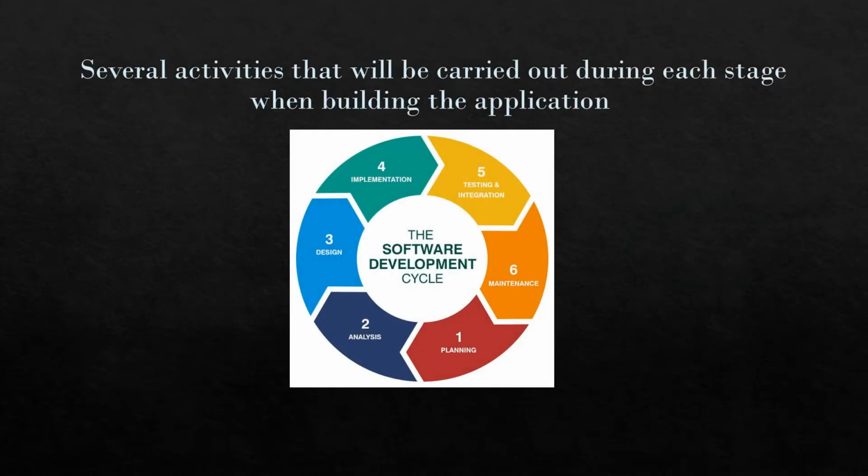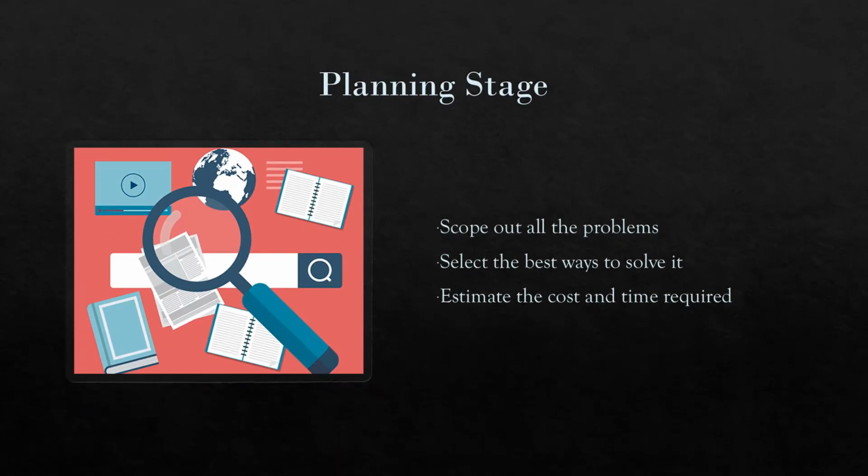Based on the standard system development lifecycle, there are several activities that will be carried out during each stage, and the goals when we are building the application. In the first phase, the planning stage, we will scope out all the problems and select the best ways to solve them, and estimate the cost and time that we need to finish this application as well.